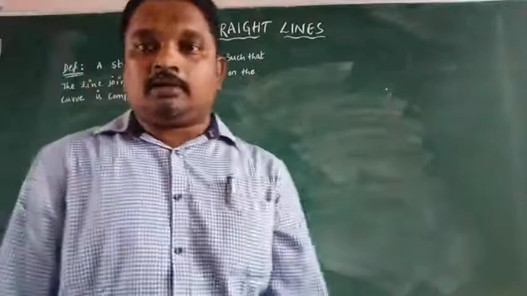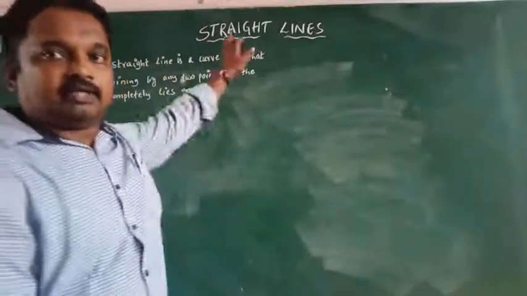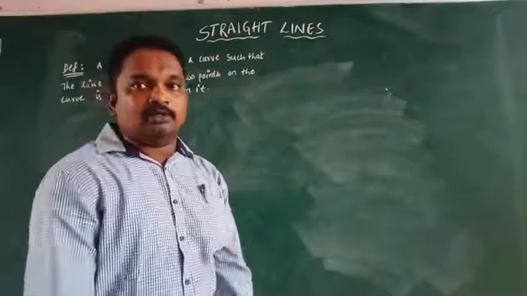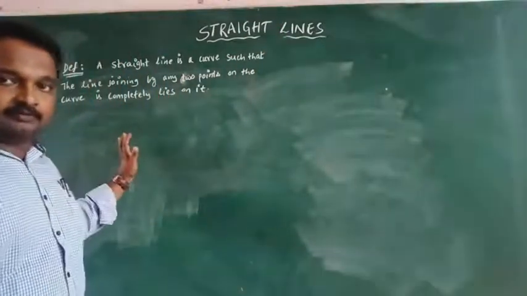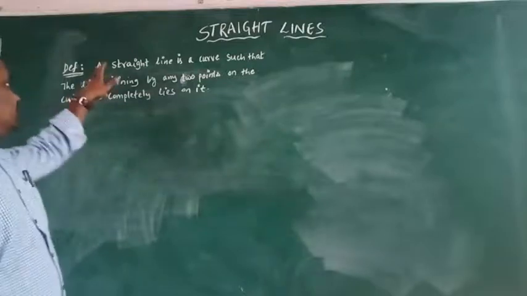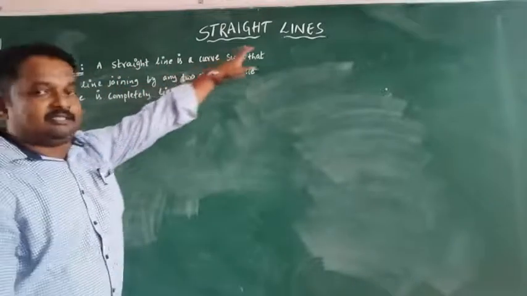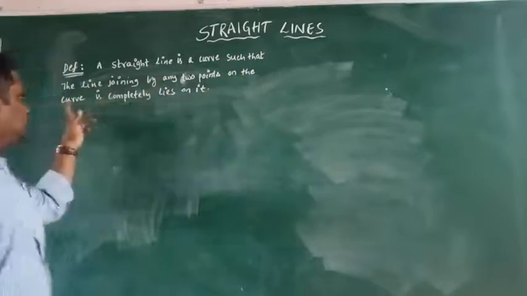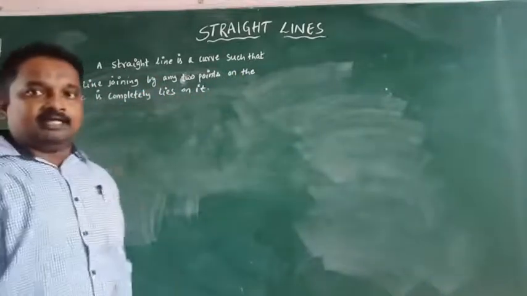Explain coordinate geometry topic, that is straight lines. So before going to explain the straight lines concept, I am giving a definition of a line or straight line. That is, a straight line is a curve such that the line joining any 2 points on the curve lies completely on it.